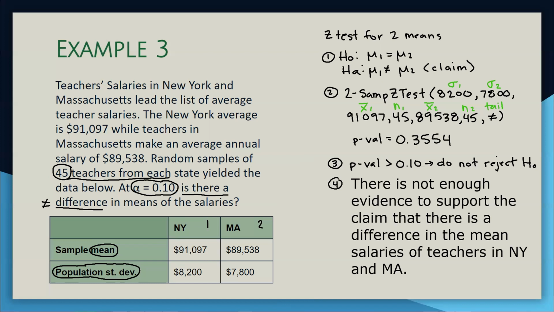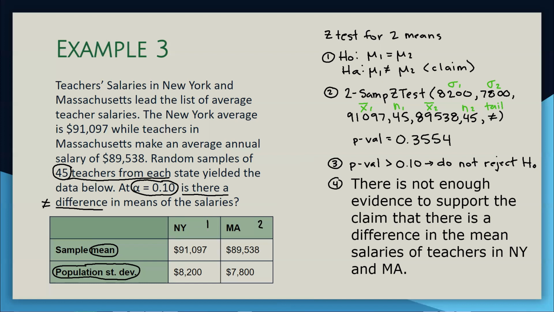You can see my alternative statement in step 1 is the not equal to, and that's the claim we're testing. My null is that default equal sign. For step 2, I did this one on the TI-84, so 2-sample z-test. And I entered the values in the order that you see on the screen. So population standard deviation 1, 2, sample mean 1, sample size 1, sample mean 2, sample size 2, and then your tail. When I did that, I got a p-value of 0.3554, which is really big. It's like 35.5%.